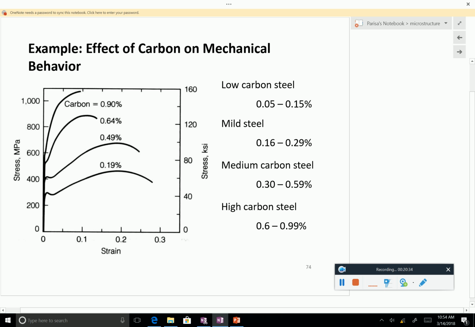And why do we care so much about alloys? Because one of our most important materials, steel, is an alloy of iron and carbon. And look at this graph, it is very important to understand. What we are looking at is a stress-strain curve for different types of steel. And the percentage that you see is the percentage of carbon.